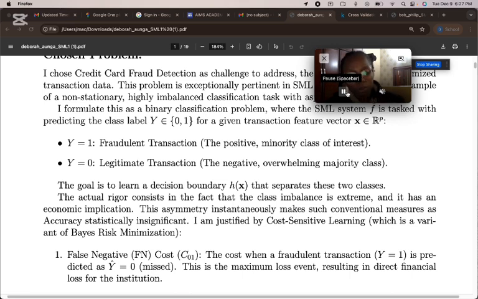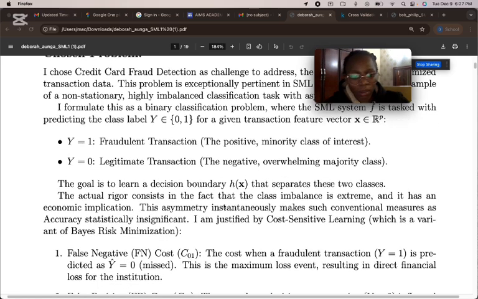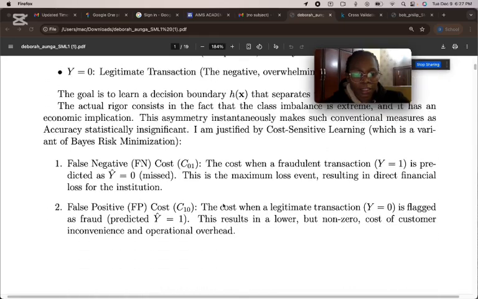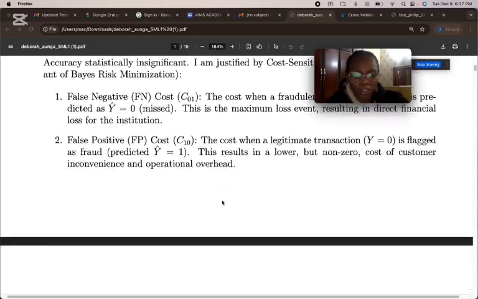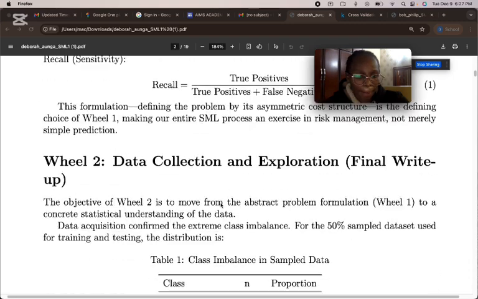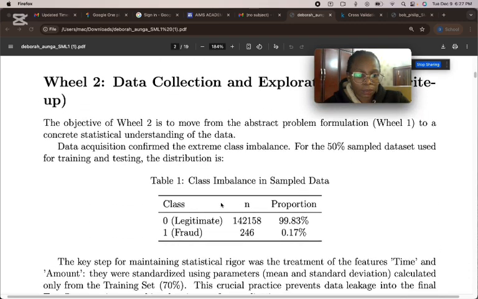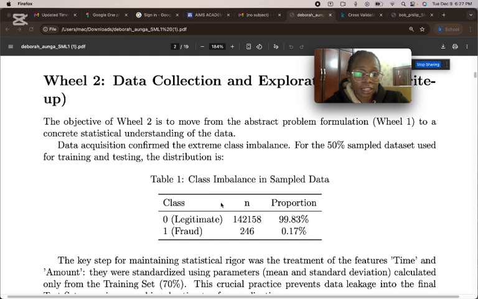In wheel 2, where we have data exploration, after confirming the class imbalance, we prepared data rigorously. We used stratified sampling to ensure our training data was representative, and we enforced strict leakage prevention by using only the training set statistics for standardization.